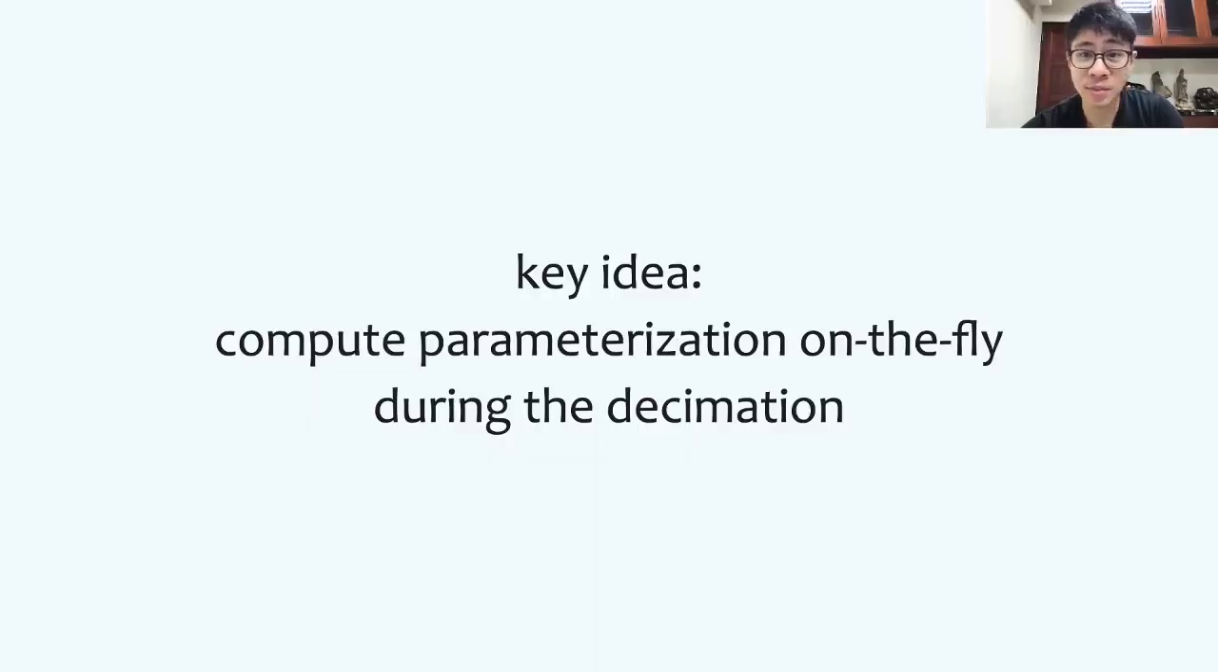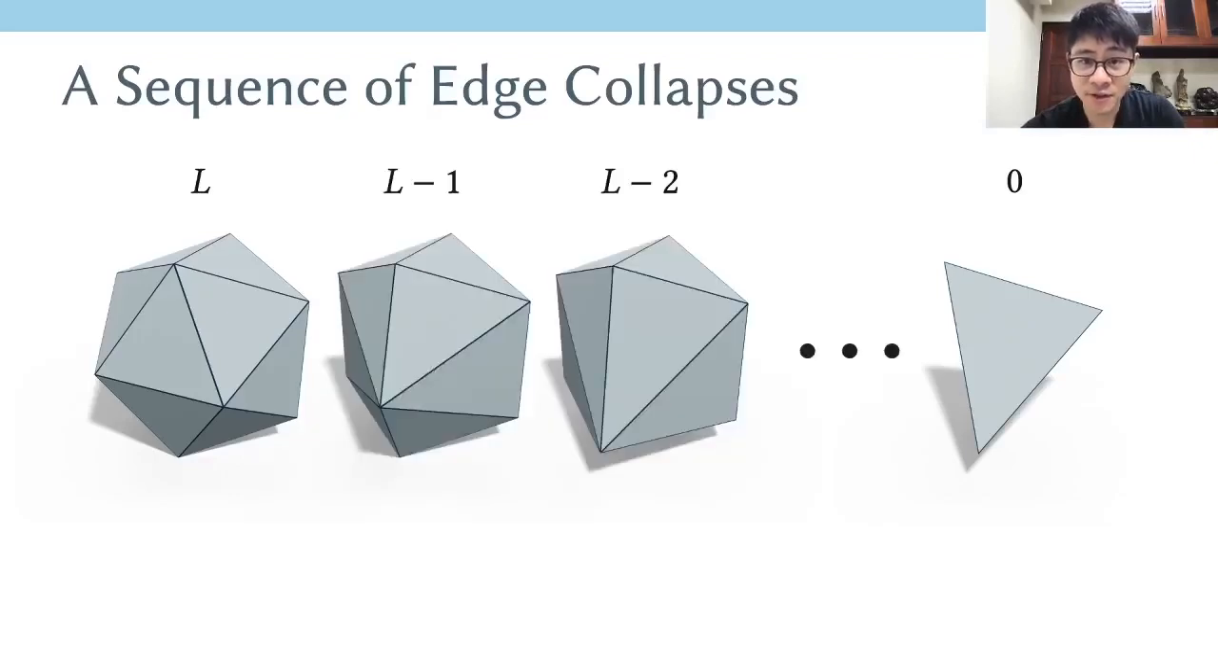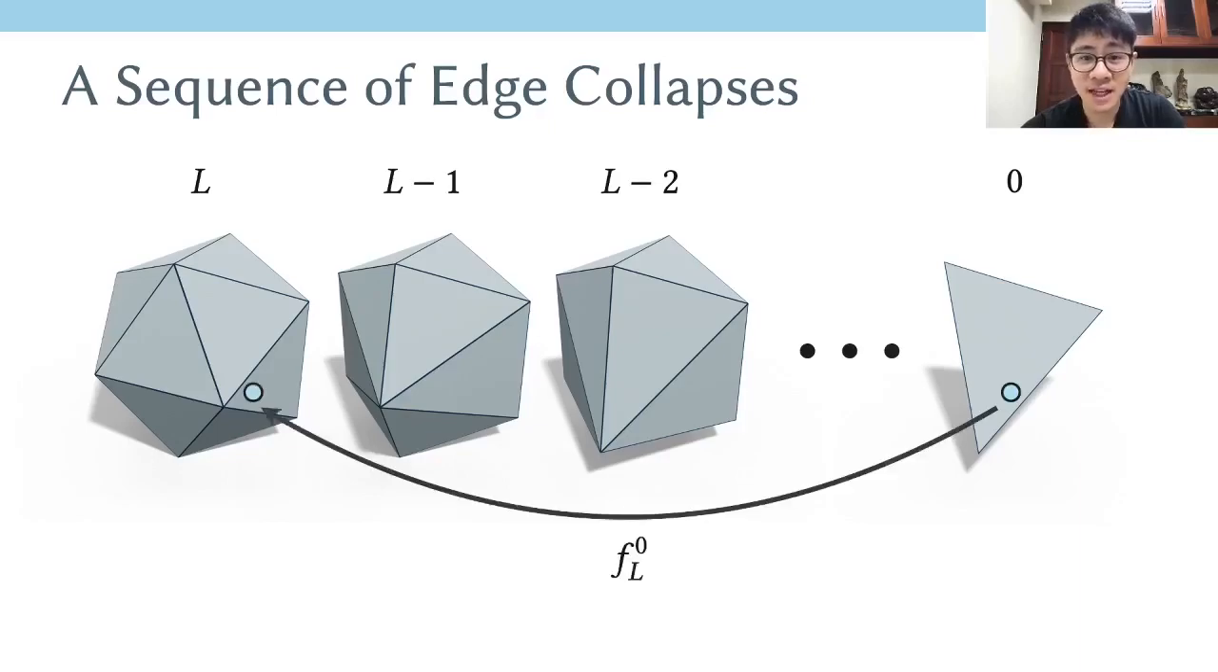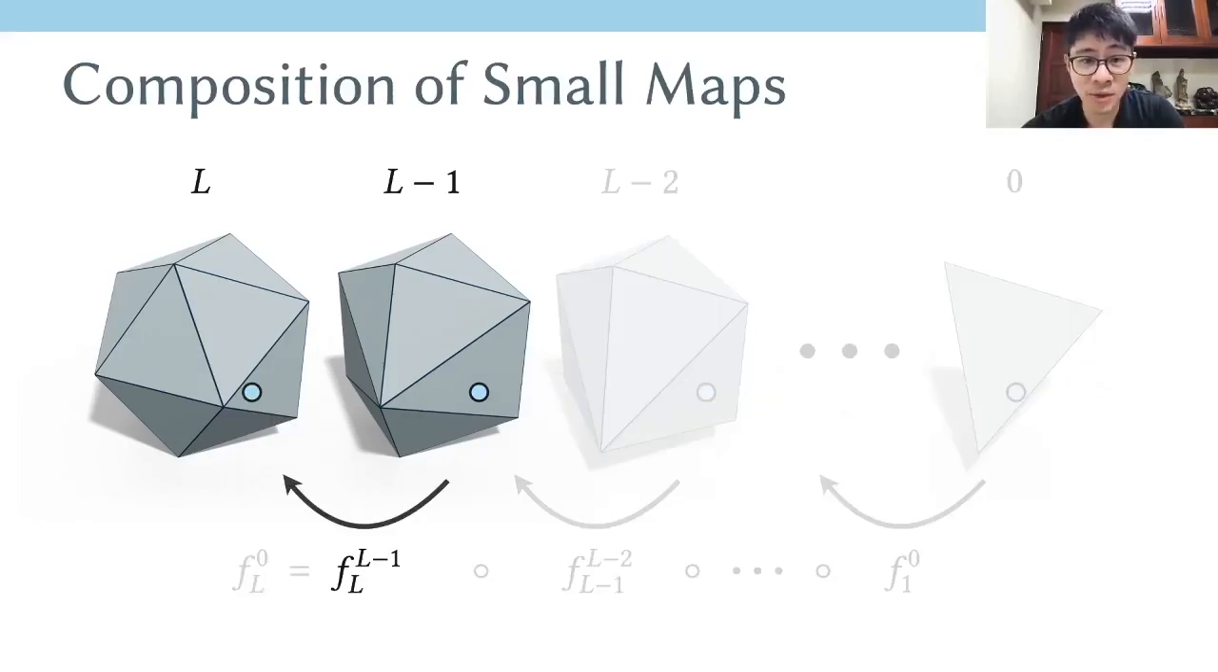And the key idea to obtain the prolongation operator is to successively compute the parameterization on the fly during the decimation. So let's first consider a mesh on the left and its simplified version on the right. And the simplified version is computed from a sequence of edge collapses. And the main idea is that instead of computing this map F directly between level 0 and level L, we can consider it as a composition of many small maps. And if we can figure out how to compute the mapping between a single edge collapse, then we can easily recover the entire map using composition.